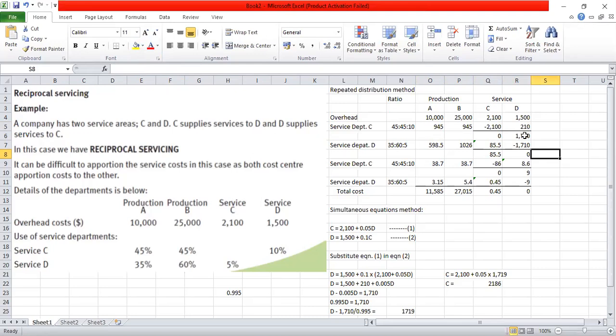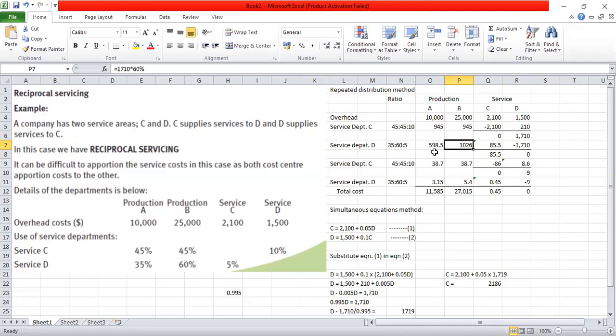Now D received 210. So earlier 1,500 and 210 together it is 1,710. Take 1,710 in the ratio of 35:65. Altogether added it is 100 parts, no? 35 by 100. So 1,710, look at the formula bar, 1,710 into 35 by 100.